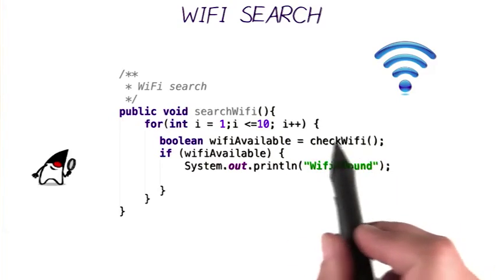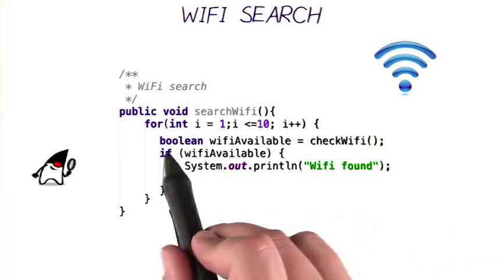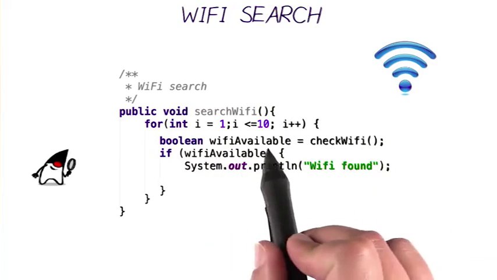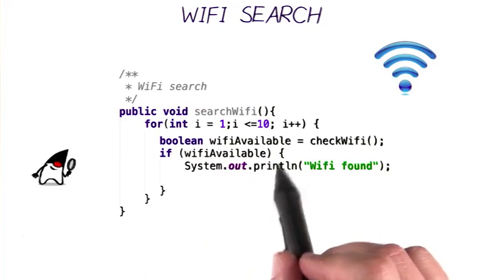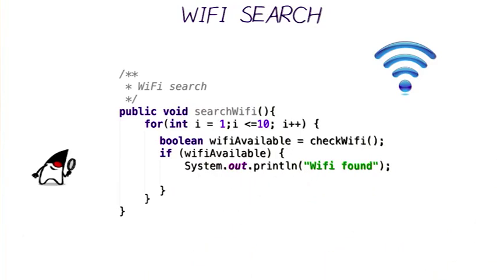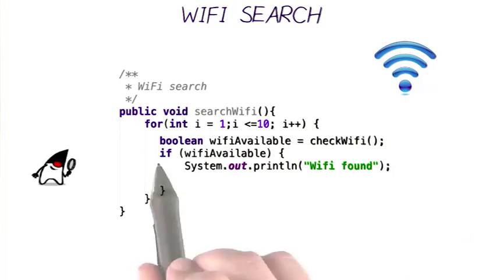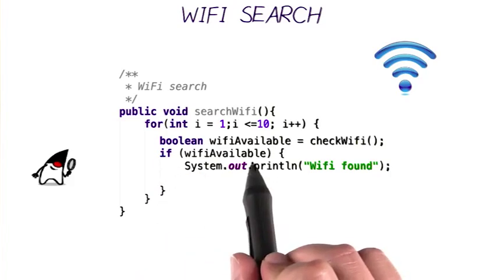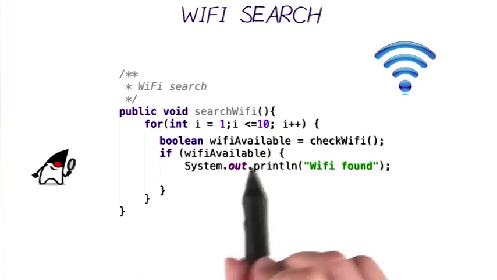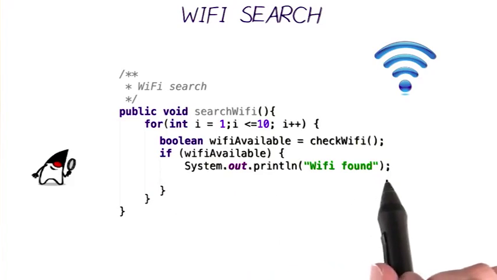So we're going to assign the return value from this function into our boolean here, which we called wifiAvailable. Which means that if this boolean is true, then we've successfully found a Wi-Fi network. If it's false, we still haven't found anything and we keep trying. Right after that, we just add this if condition and check if that variable is true. If it is, then we just simply print out Wi-Fi found, and that's it.